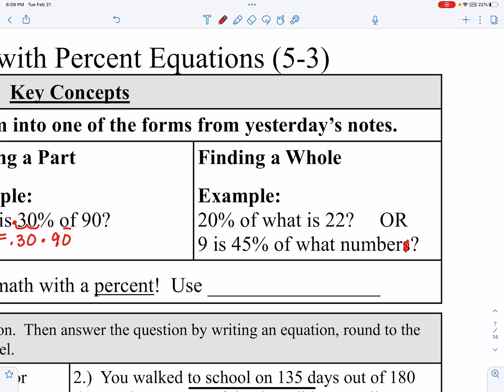So we have 20% of what? Let's pull this up here. We know we have to convert that to a decimal because we don't do work with percents. So we have 0.20 of what is 22. Or this one, 9 is, same thing, convert to a decimal, 0.45 of what number? So we're just doing a direct translation of what those actually mean to solve.